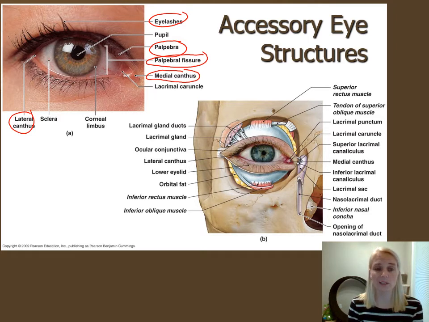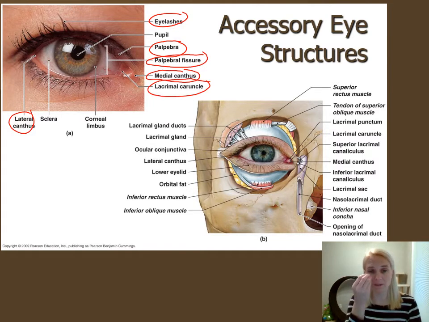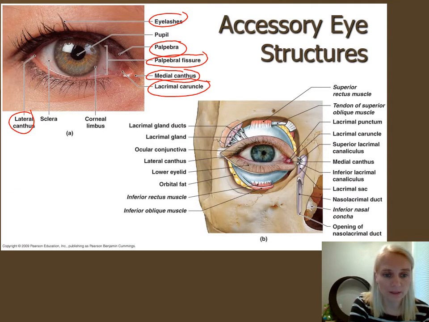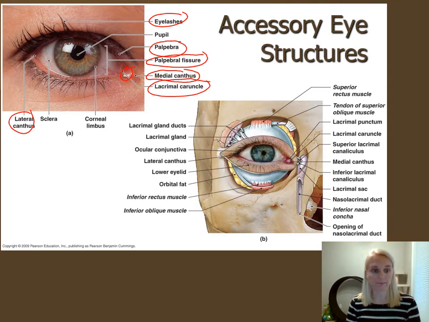Another structure that we can see in this anterior view is what is called the lacrimal caruncle, which is that pink fleshy blob, this guy right here in the corner of your eye. The other thing that we can see on this picture is the pupil. The pupil is the hole. We'll talk about the hole when we get to the iris, because the iris is the collection of smooth muscles that changes the size of the pupil.